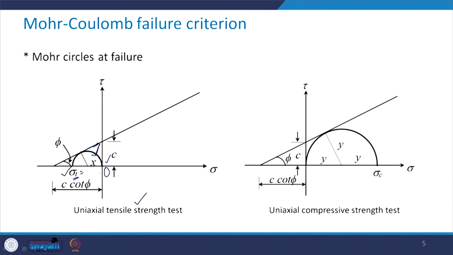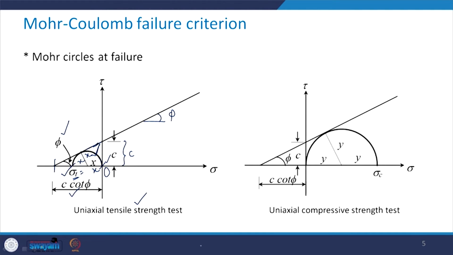Now the radius of this circle is going to be sigma t upon 2, because this total is sigma t. This is x, this is also x, and this is also x. And since this distance is c, this angle is phi, as shown here. This distance from this point to this point, by simple trigonometry, is going to be c cot phi.